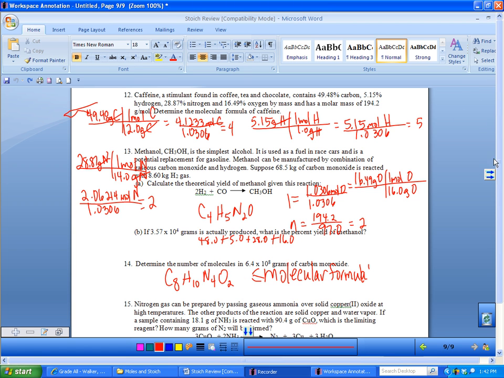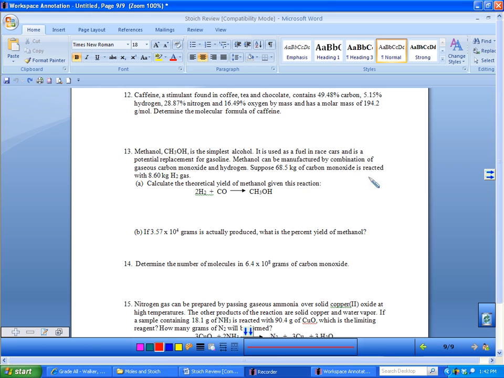There we go. All right, so that one was done successfully. Let's go to methanol. Simplest alcohol used in fuel cars and is a potential replacement for gasoline. Methanol can be manufactured by the combination of gaseous carbon monoxide and hydrogen. So if we have 68,500 grams of carbon monoxide, and we use 8,600 grams of hydrogen gas, we want to know how much methanol we can get.